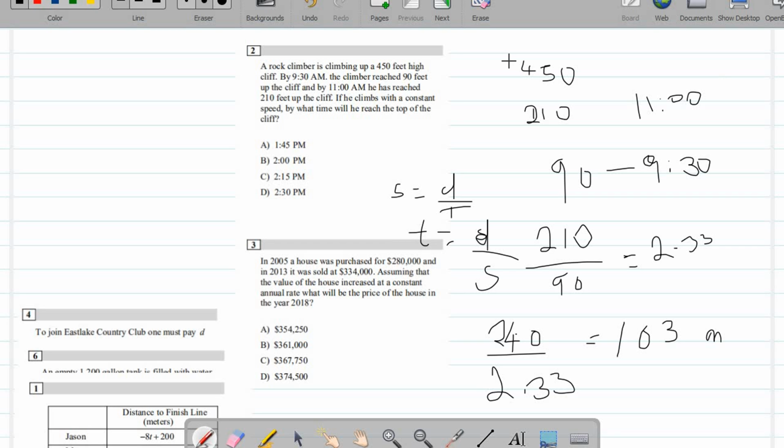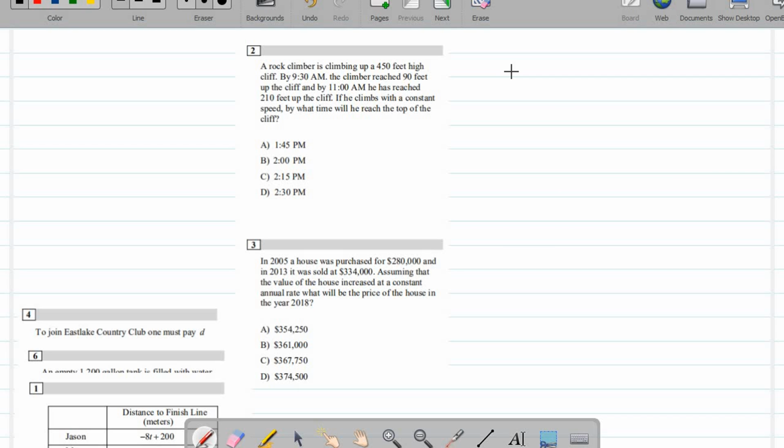Scrap all of that. So we have a rock climber going 450 feet high. By 9:30 he was already at 90 feet. He was at 90 feet at 9:30, and he's at 210 feet by 11 o'clock. So we're just looking at how we can subtract this.